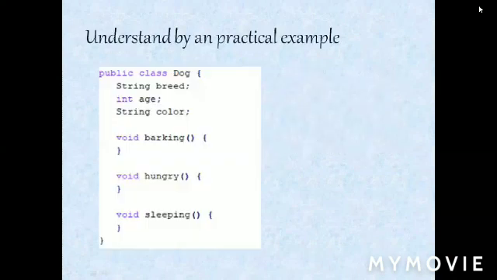Now, let us understand it by a practical example. Here, dog is a class. Breed, age, color are the properties of this class, while barking, hungry, sleeping are the methods of this class.